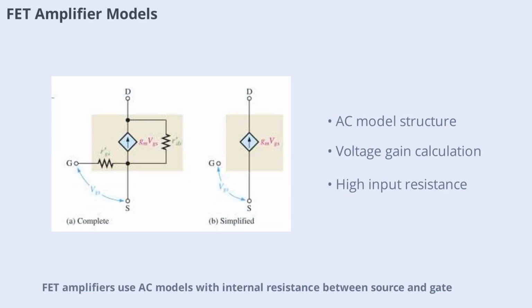FET amplifiers use AC models with internal resistance between source and gate, and a current source equal to gm VGS between drain and source. The resistance is assumed to be very large, creating an open circuit between gate and source. The voltage gain is calculated as AV equals gm times RD. These models are essential for designing amplifiers with high input resistance and efficient voltage gain.